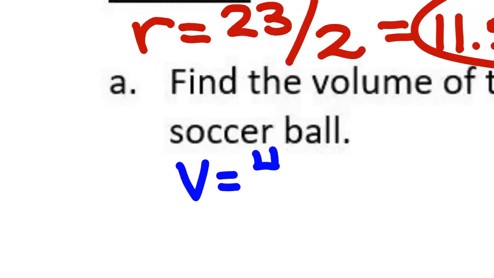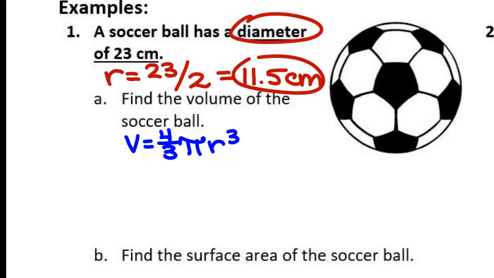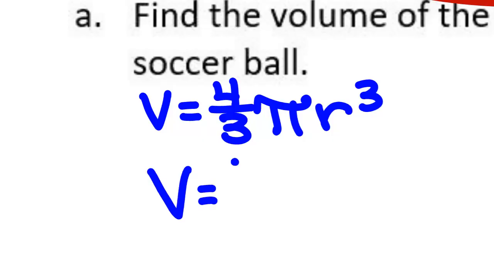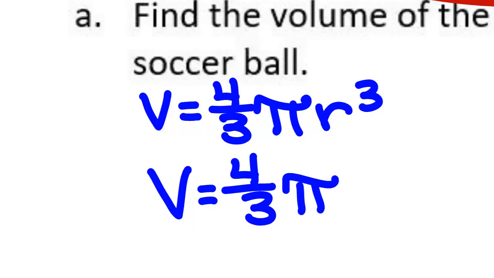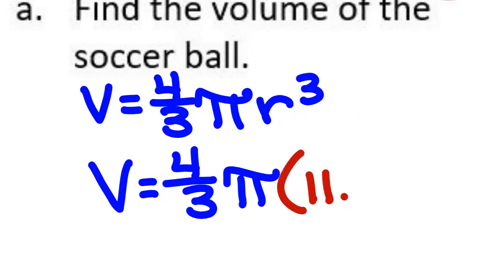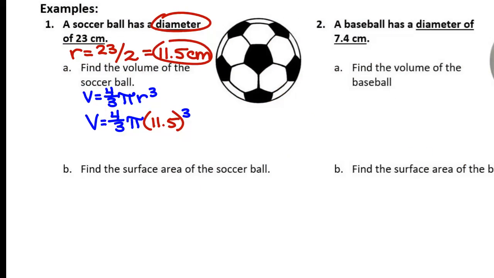Volume is 4/3 pi r cubed. So I would have 4/3 pi, and then parentheses, 11.5, cubed, to the power of 3. On the yellow calculators, we've only been doing squared as exponents, right? The squared button is right here next to the 7. That's not the button that we want to use when we want to cube something.